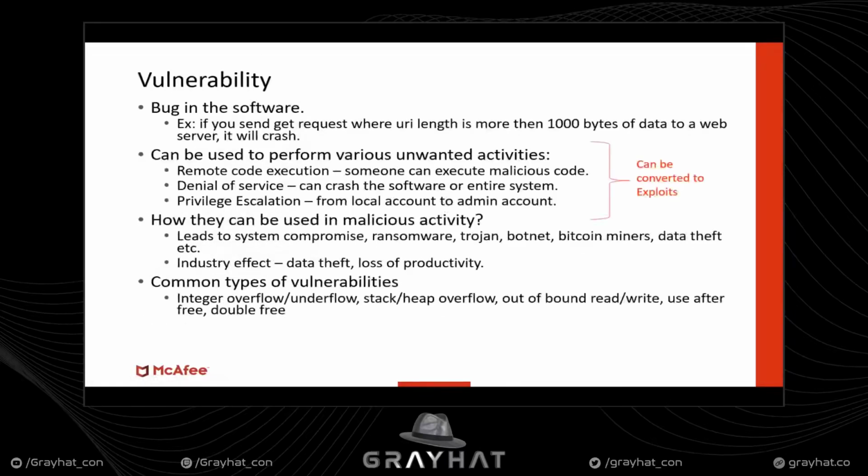Let's start with the basics. What is a vulnerability? A vulnerability is a bug in the software which can be used to perform various unwanted activity on a user's system. They can be of different types like remote code execution in which someone can execute malicious code, or they can be of type denial of service in which someone can crash the software or entire system, or they can be of type privilege escalation in which someone can use a vulnerability to gain access to a higher privilege account.